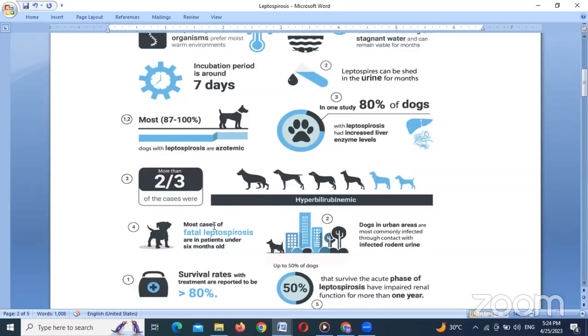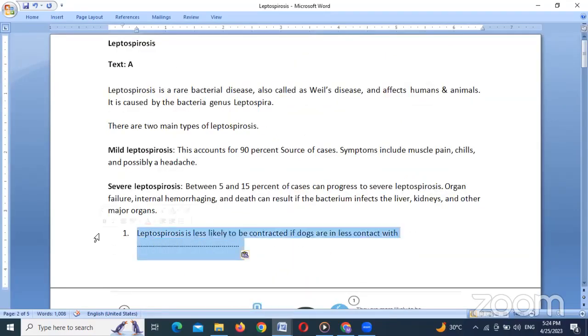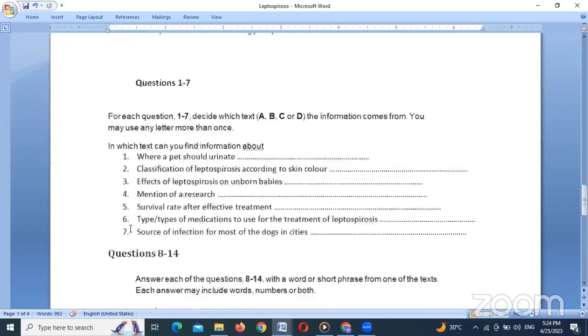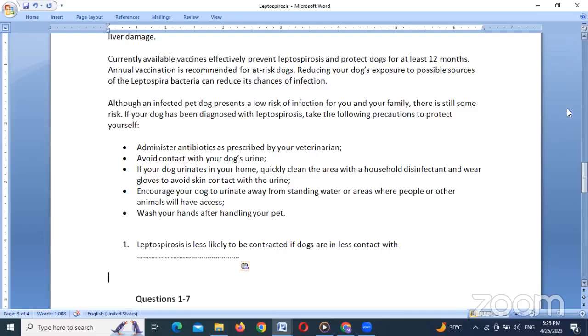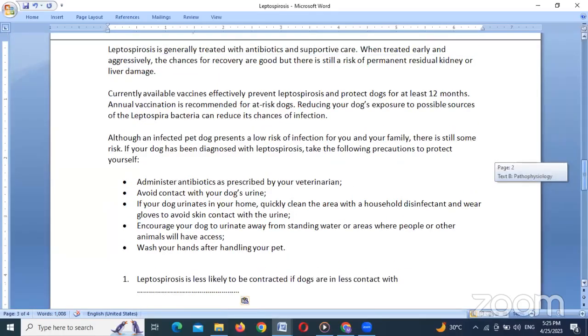Okay, let us go there. It might be possible in the prevention text. Nobody will tell me the answer; just write in the chat if you find it. Just write got it. So this is the last paragraph, prevention and treatment. Please try to find the answer. People on Facebook, you should also give the answer. The question is: leptospirosis is less likely to be contracted if dogs are in less contact with what?